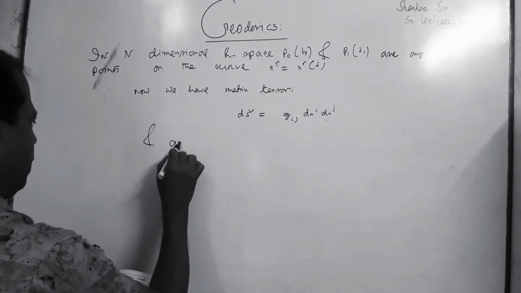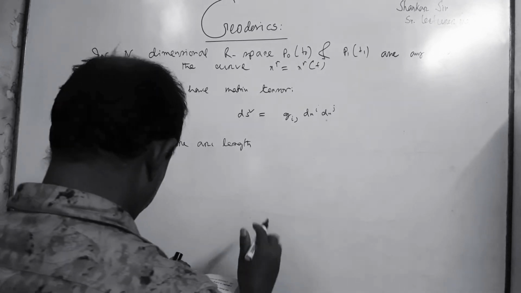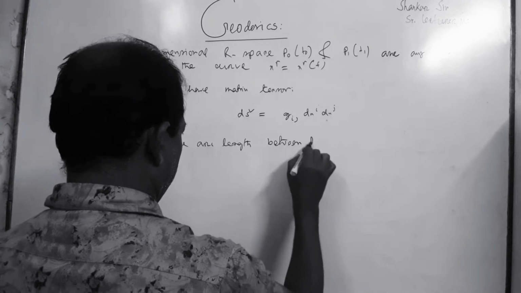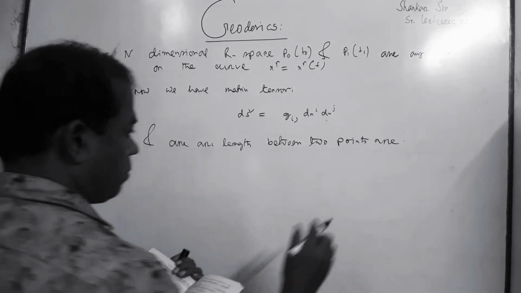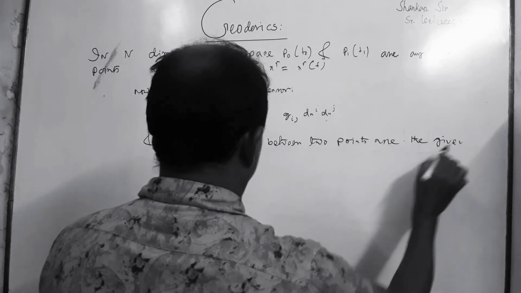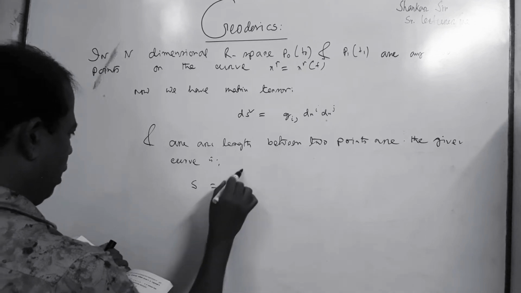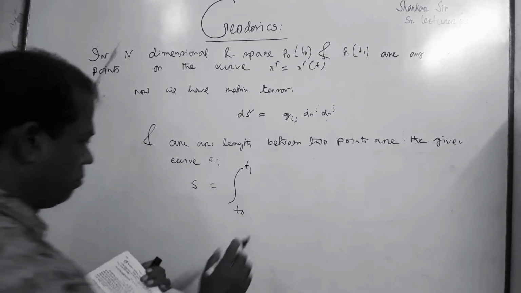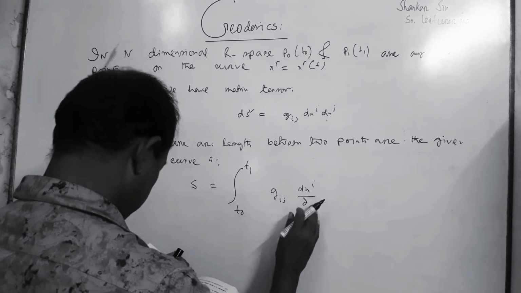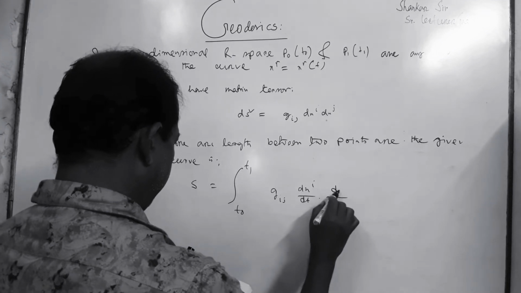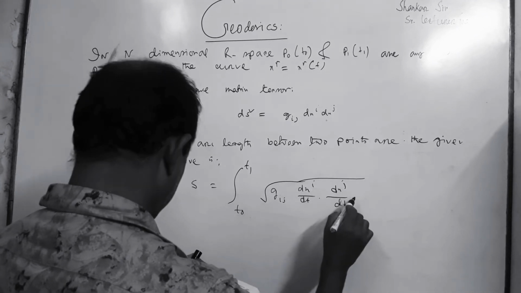And the arc length between two points on the given curve is S equal to the integral from T0 to T1 of the square root of Gij dxi divided by dt and dxj divided by dt, dt.